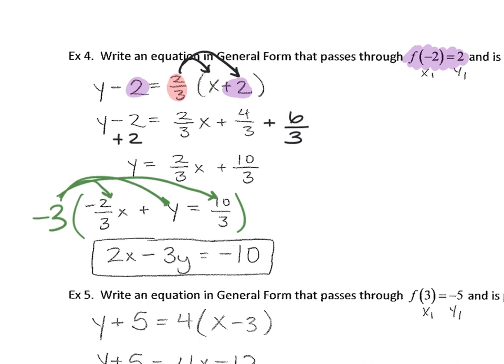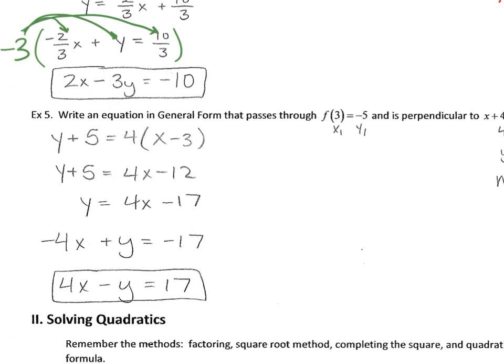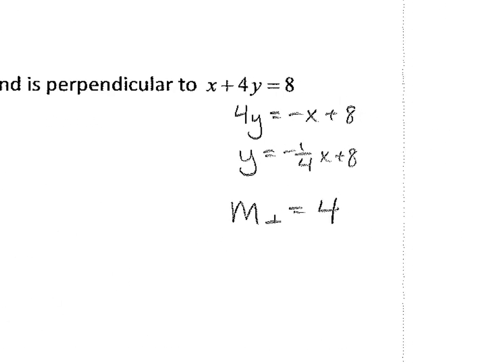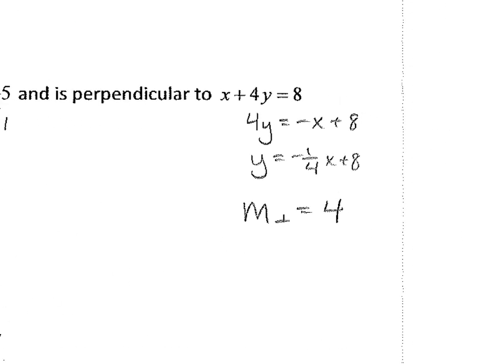Number 5 is pretty much exactly the same except for this section right here. What was different about this part? It asks for what kind? Perpendicular. So I don't use the exact same slope that I get for that line. I use its what? Opposite reciprocal. So I changed the sign and I flipped the fraction. So -1/4, its opposite reciprocal is 4. So the slope that I'm going to use is 4.